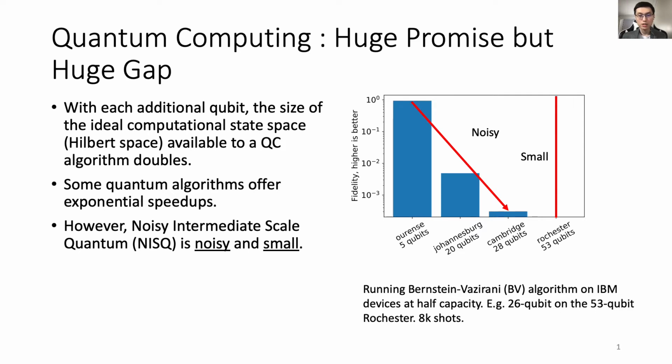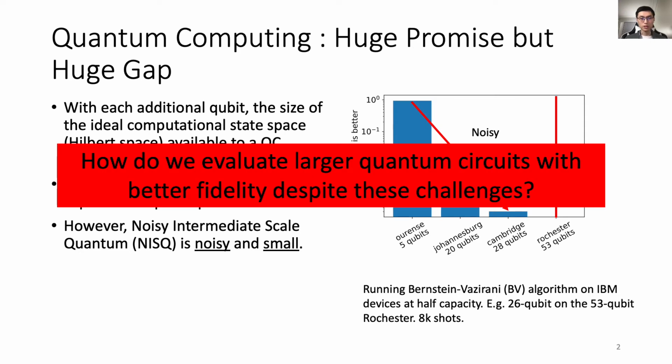Furthermore, the 53-qubit device is hard limited to run circuits smaller than 53 qubits. Even just one more qubit is currently impossible. The short story is, we want larger devices, but they're also much noisier. This shows that there's a huge gap between the quality and size of the quantum devices we have nowadays and the requirements of many proposed use cases for QC. The question is, how do we evaluate larger quantum circuits with better fidelity despite these challenges?